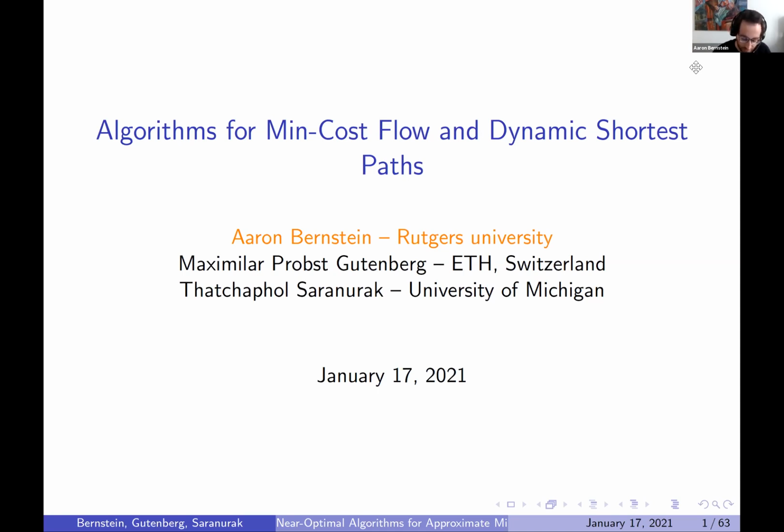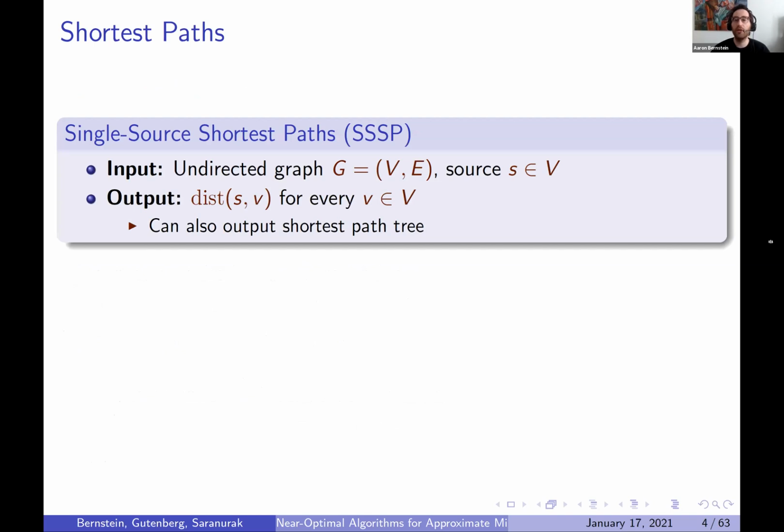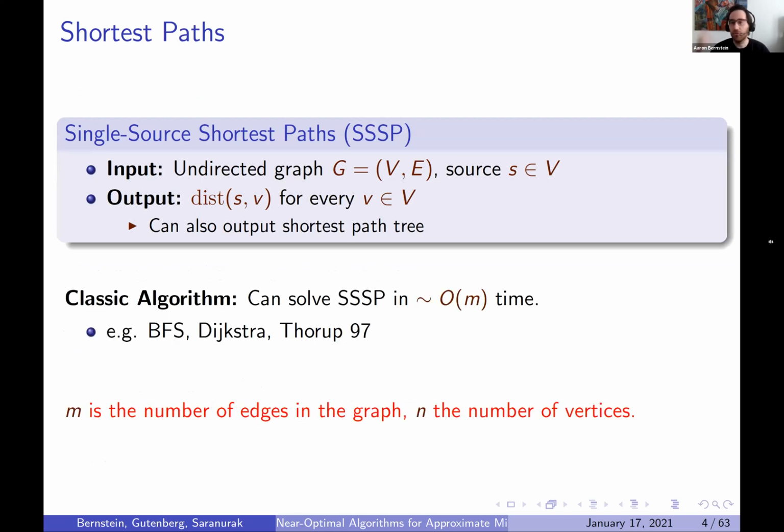So, hi everyone. Today I'm going to talk about two results that are somewhat related. The first one is on dynamic shortest paths. Let me quickly introduce the problem. We're going to be looking at single source shortest paths. Here, you have some fixed source, and you want to compute distances from the source to every vertex in the graph. If you have a fixed graph, you can use any classic algorithm like BFS or Dijkstra and solve this in around linear time.